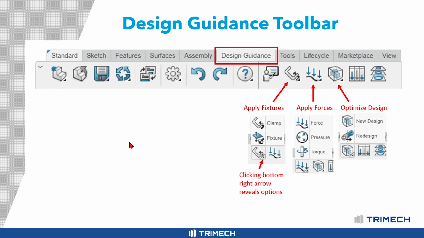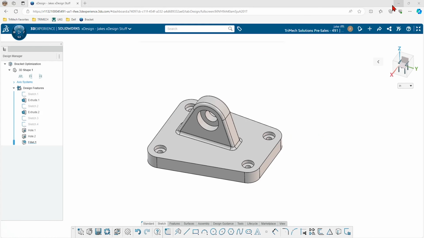Here's a look at the toolbar that we'll see in XDesign. It lives at the bottom of the screen by default. The Design Guidance tab allows us to apply fixtures or clamps, apply forces, pressures, or torques, and make a completely new design based off of these, or redesign an existing component. Today we'll be using the redesign feature. Well, without any further delay, let's jump into XDesign and show how this works.